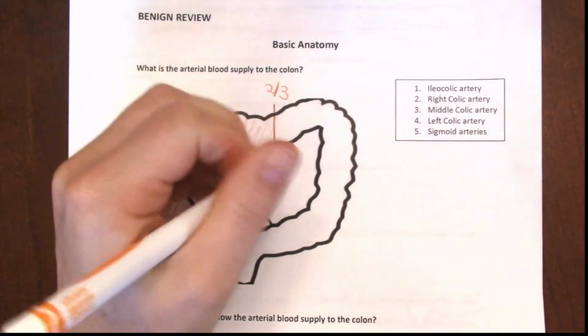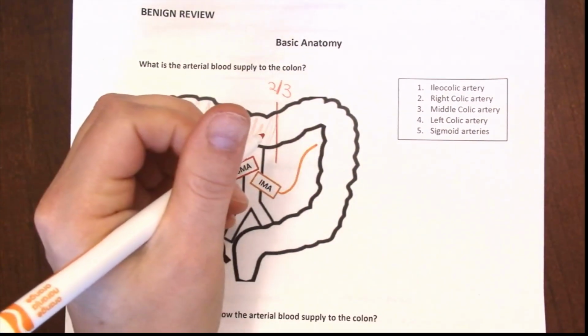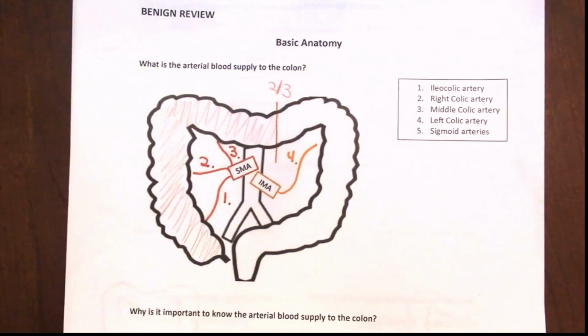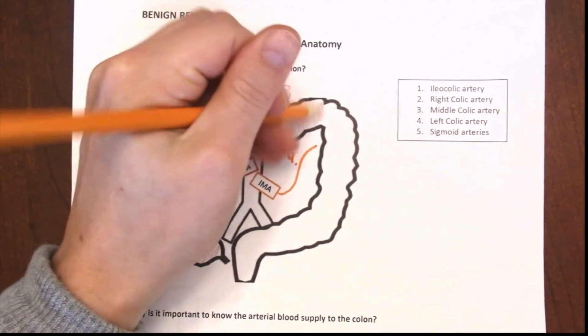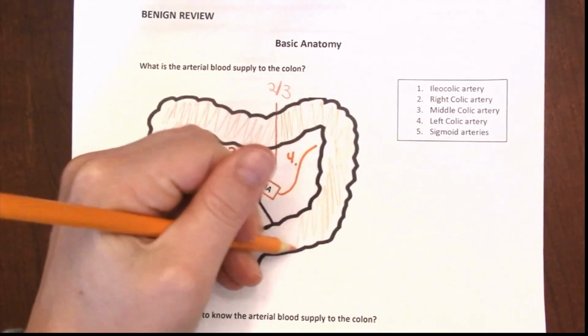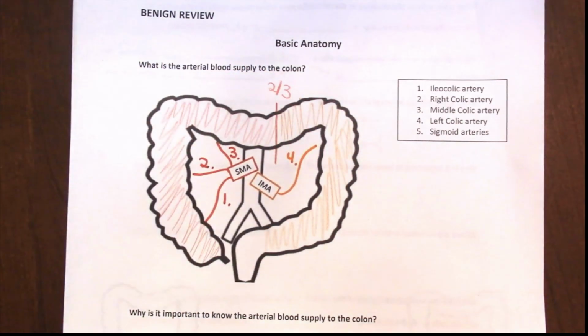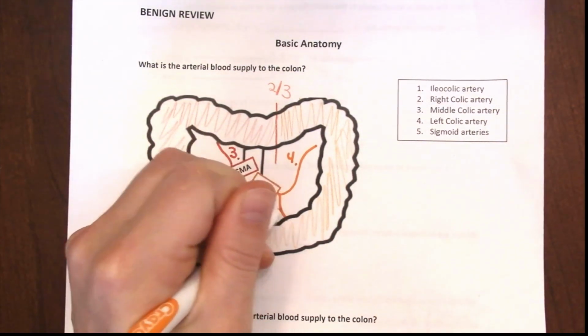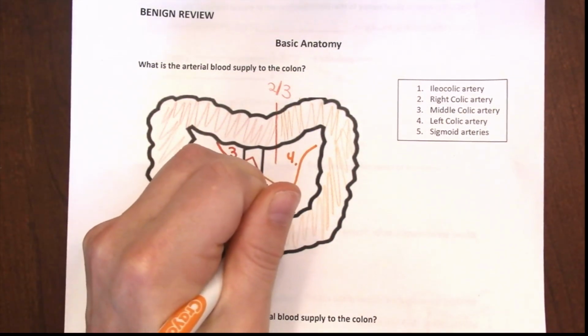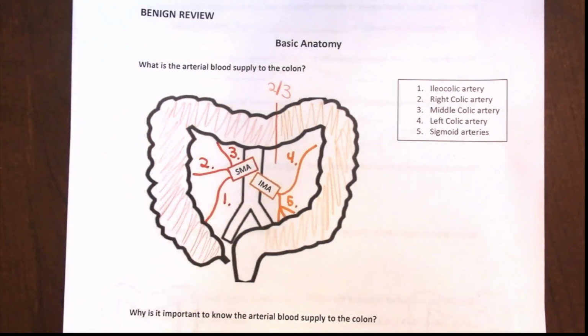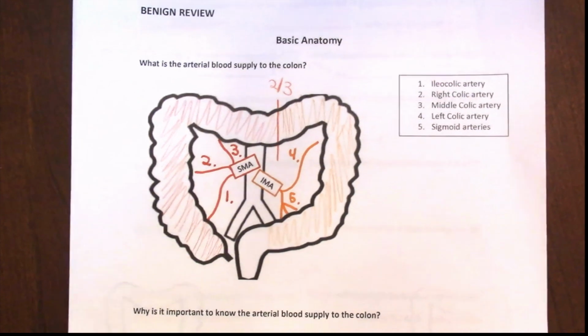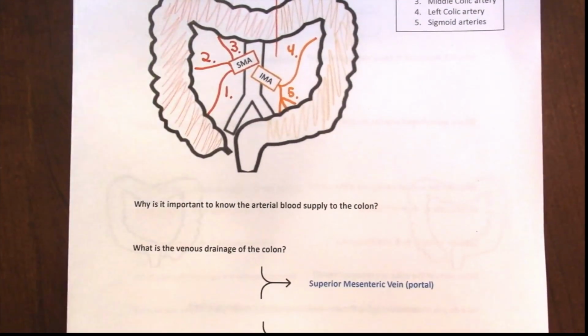The second main artery is the inferior mesenteric artery, or IMA, which gives off the left colic artery, which supplies the distal 1/3 of the transverse colon and descending colon. The IMA also gives off sigmoid arteries, which supply the sigmoid colon. And then the last branch of the IMA is the superior rectal artery, which we will talk about in detail when we talk about the arterial supply to the rectum.